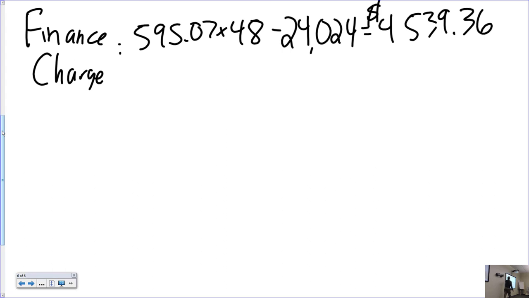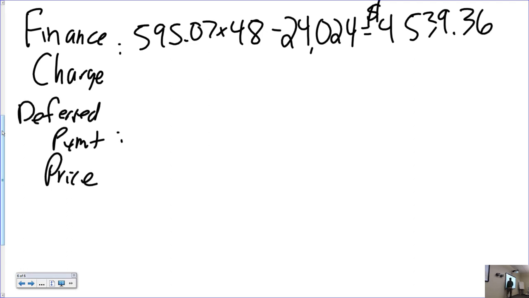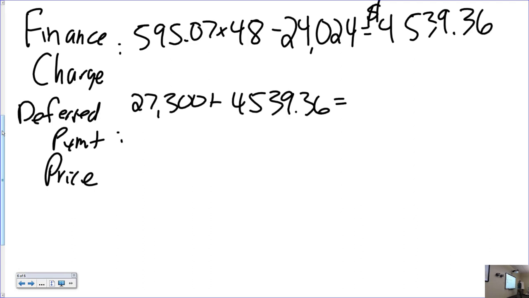And so then how much are we really paying for this boat? Well, what did I say the price was? $27,300, plus the $4,539.36.